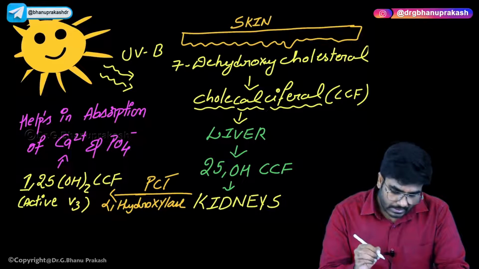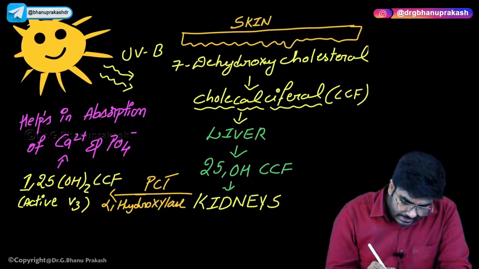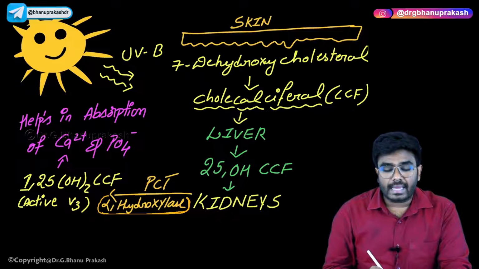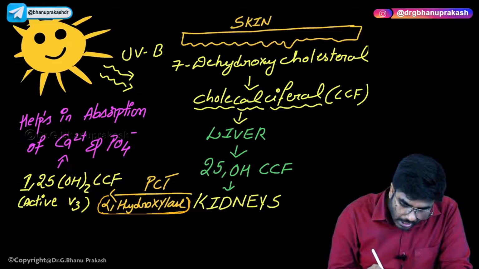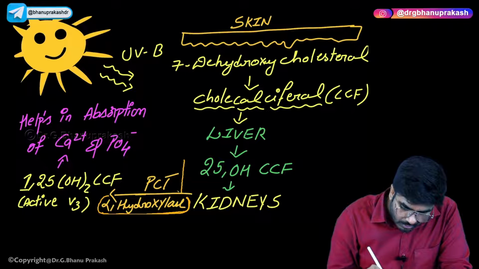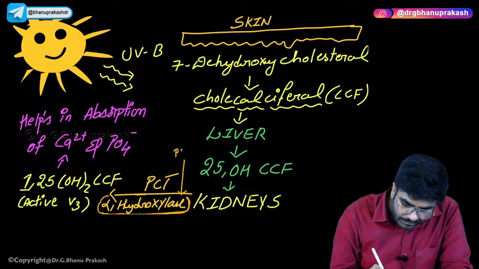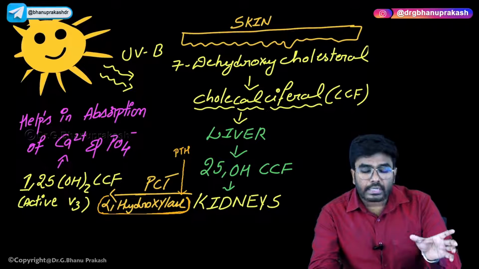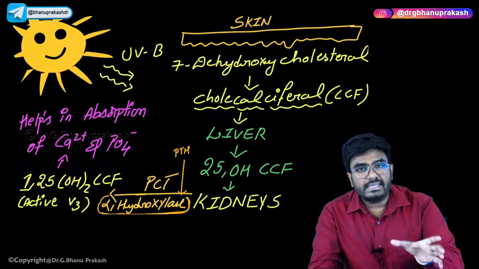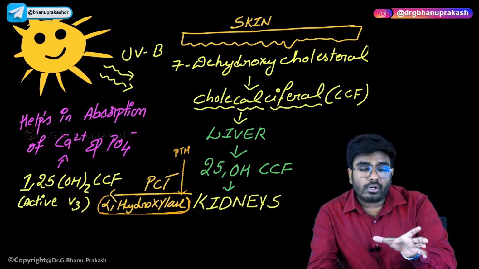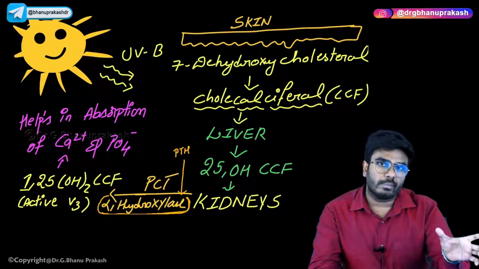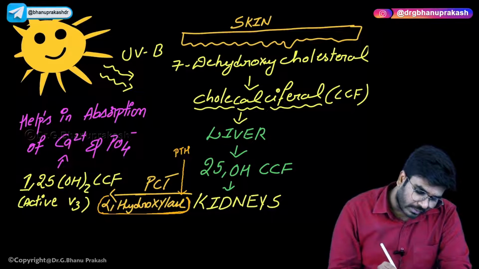Also, if you can remember, please keep this point in mind. This alpha-1 hydroxylase enzyme is under the control of which hormone? There is one more hormone which controls this step. What is that? Parathyroid hormone. So parathyroid hormone will control alpha-1 hydroxylase activity. Now this alpha-1 hydroxylase, what is it doing? It's going to convert the inactive vitamin D into the active form of vitamin D. Now what is this active vitamin D going to do?